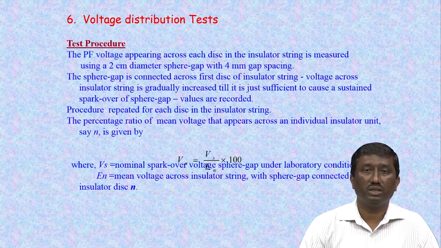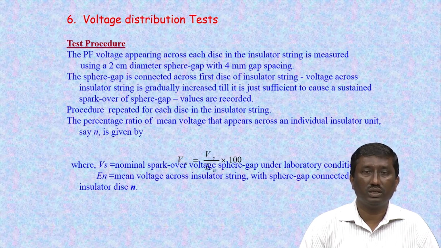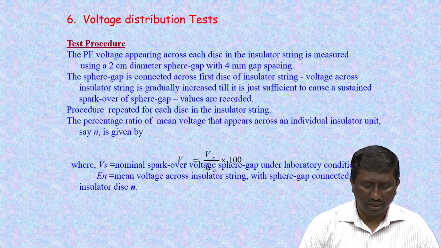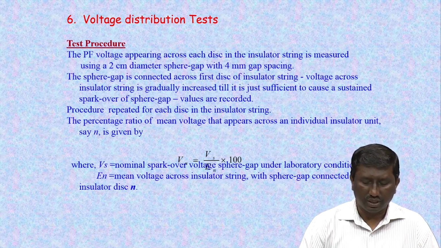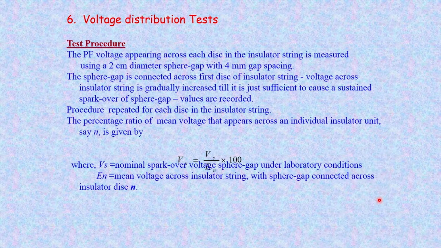Finally, we determine the percentage of the mean voltage which appears across an individual unit, say n. For 400 kV there could be 23 to 25 insulators; in the case of 765 kV, there could be 35 to 40 insulators. How is it measured? It is measured by Vn equals Vs by En into 100, where Vs is the nominal spark over voltage of the sphere gap under laboratory conditions. You have the sphere gap breakdown voltage for that particular distance. En is the mean voltage across the insulator string with the sphere gap connected, say at insulator disc N.